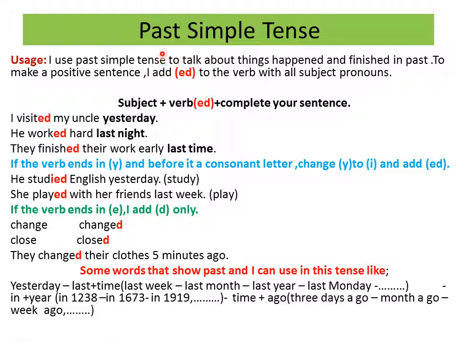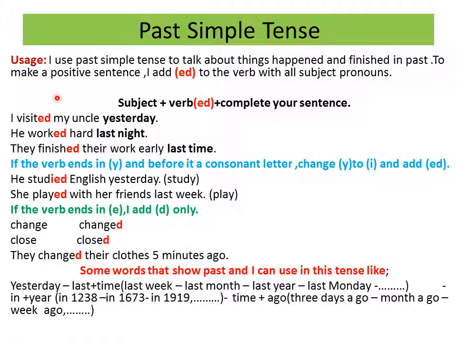Today we will learn together the past simple tense. Past means happened before, not now. Already something happened before. The usage: I use the past simple tense to talk about things that happened and finished in the past.